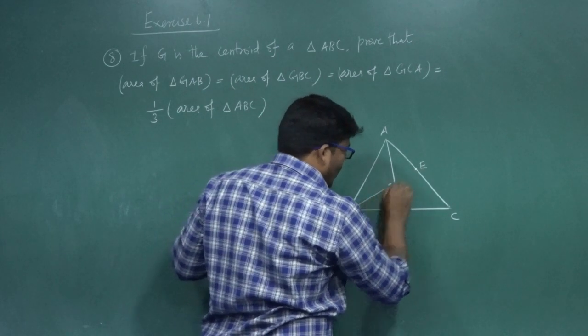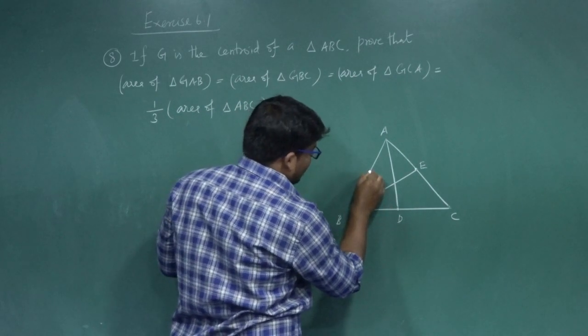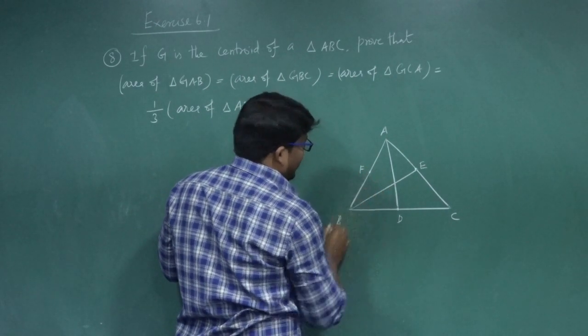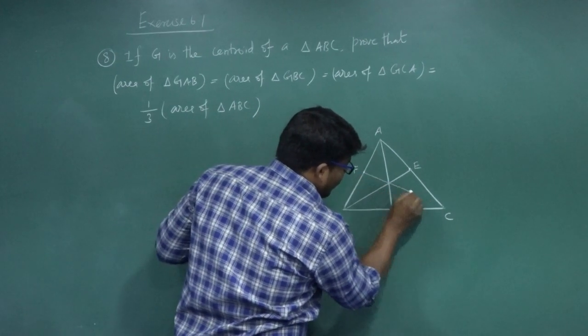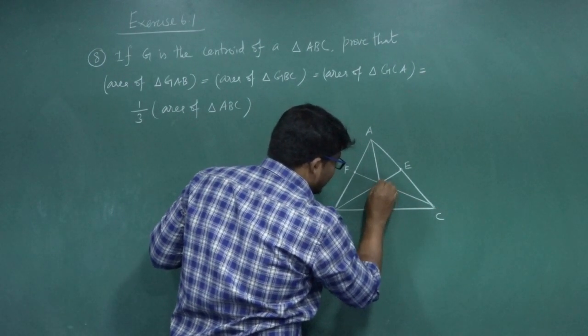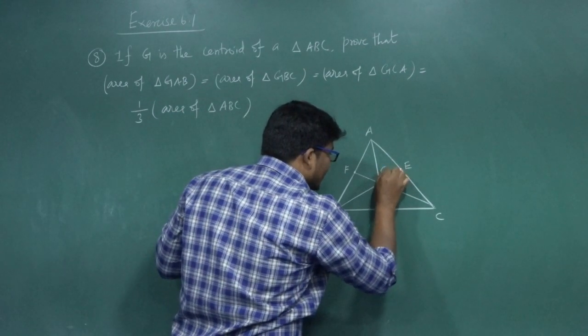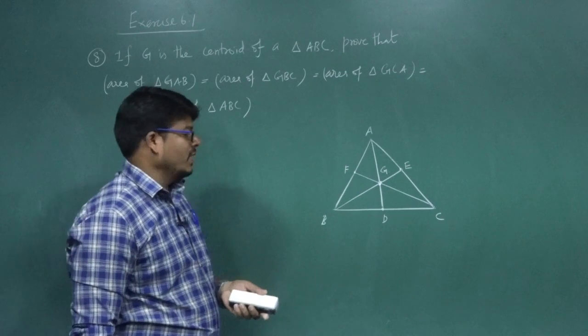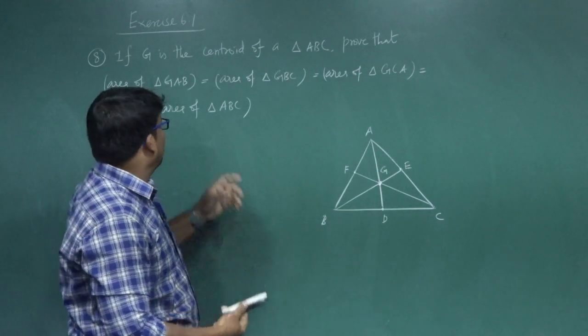Now join the line. That is one of the medians, and F is the midpoint of the side AB. Now join CF. The 3 medians intersect at the point G, where G is the centroid of triangle ABC. We have to prove the result.